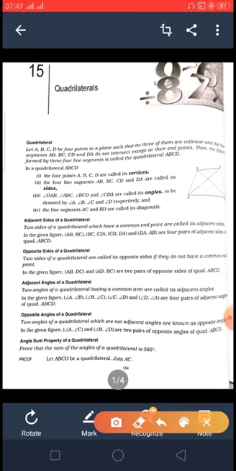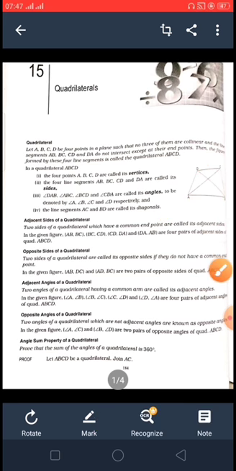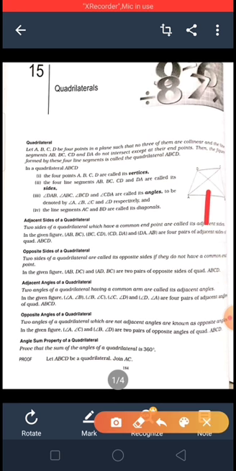Now the 4 points A, B, C, D are called vertices, means this A, B, C and D. These 4 points are known as the vertices, clear. And the four line segments, that is AB, BC, CD, DA, clear. These are the sides of the quadrilateral, clear.